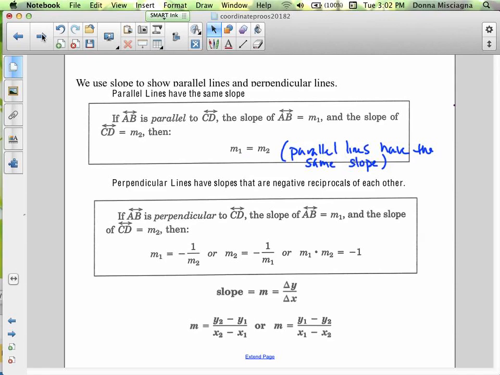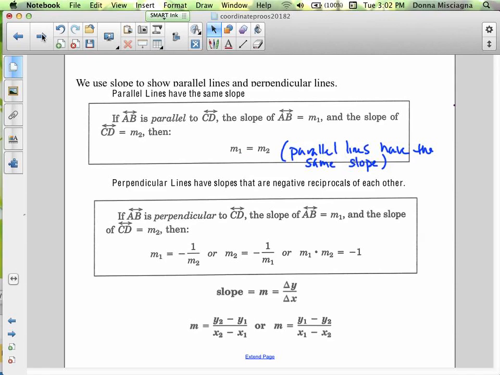We can use slope to show parallel lines and perpendicular lines. Parallel lines have the same slope. So if line AB is parallel to line CD, and the slope of AB equals M1, some value, and the slope of CD equals M2, some value, then the only way those lines are parallel is if M1 equals M2, because parallel lines have the same slope. And I think this is all in your notes.